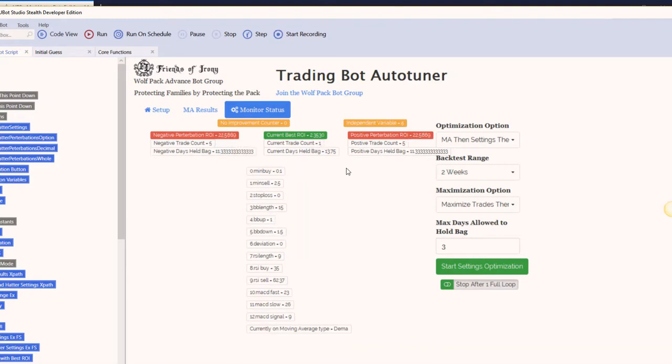Okay. And then we can also monitor maximum days that it holds the bag. So even though it trades more, there is one that held the bag too long. It won't take that setting if it's over 3 days. That way it just flushes out certain settings that are causing it to trade undesirably. And so there you go.